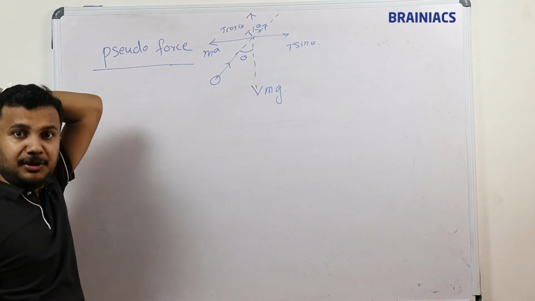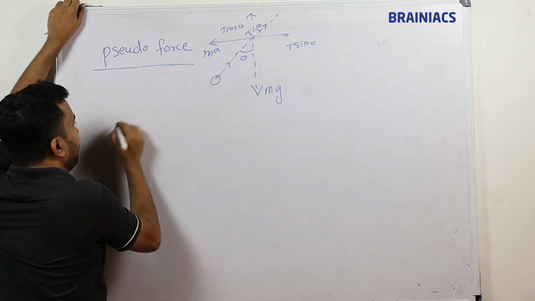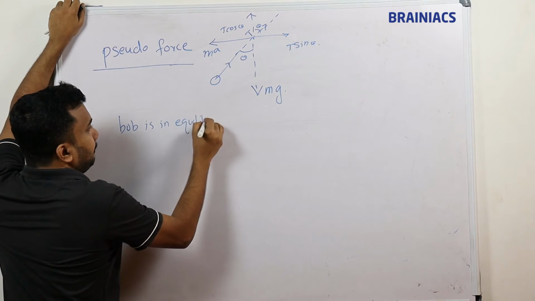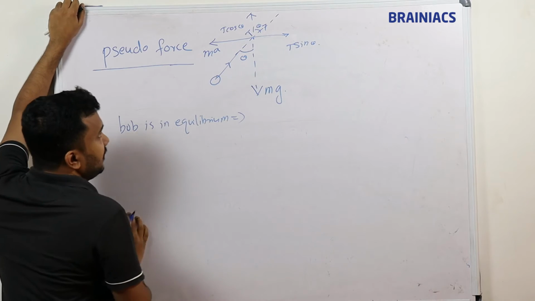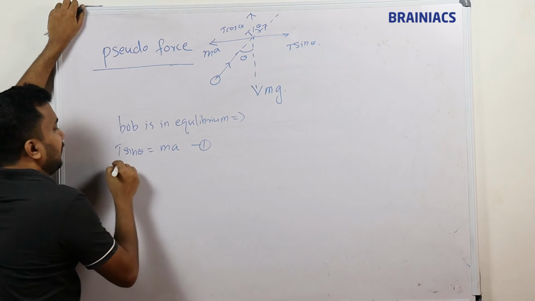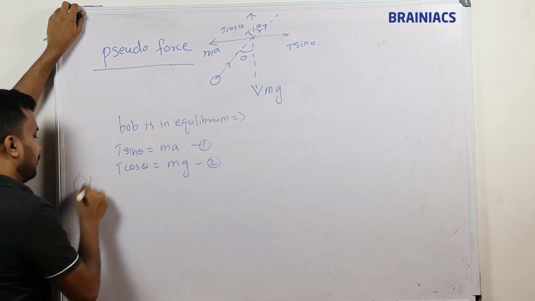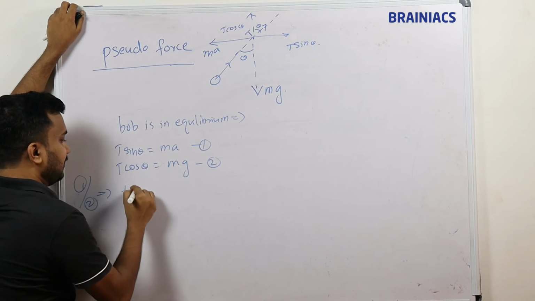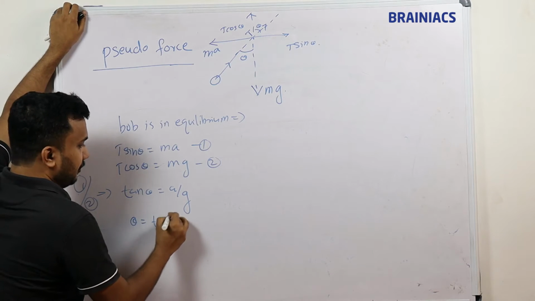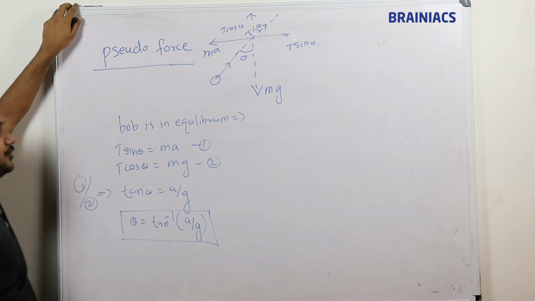Now we know the pendulum is in equilibrium state. So given the condition, the pendulum, or I can say the bob, is in equilibrium. If the bob is in equilibrium, what can I say? T sin theta is equal to ma, equation number 1, and T cos theta will be equal to mg, equation number 2. Equation number 1 divided by equation number 2 will give tan theta is equal to a by g, and the theta value we need to find out is tan inverse of a divided by g. This is the answer for the question.